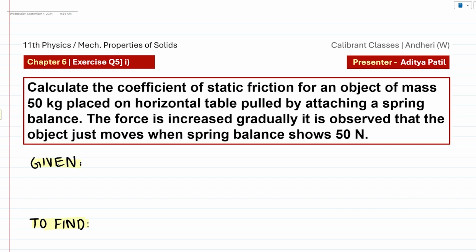So let's start. The question says calculate the coefficient of static friction for an object of mass 50 kilograms such that when the object is placed on the horizontal table and pulled by attaching a spring balance to it, the force is increased gradually, and it is observed that the object just starts to move when the spring balance shows a reading of 50 newtons.